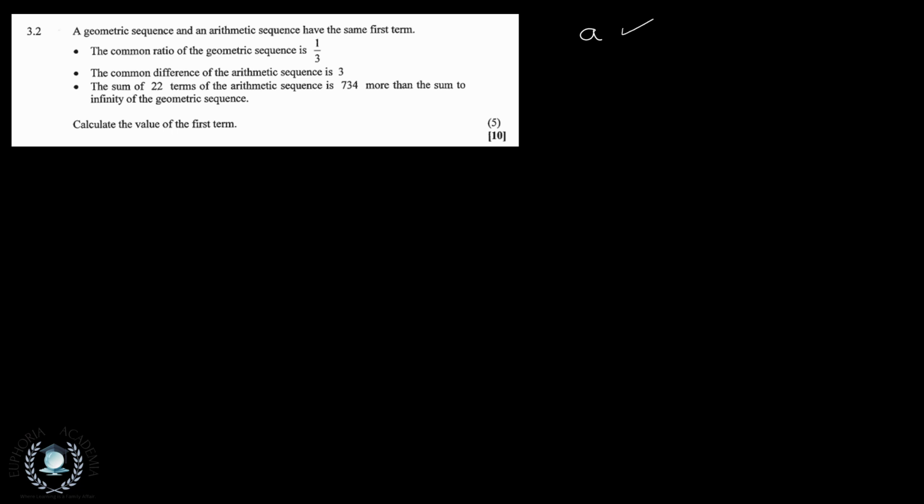All right. But what needs to happen? Okay, bullet point number 1. The common ratio of the geometric sequence is 1 over 3. So we know that our r is equal to 1 over 3. Okay, and then the common difference of the arithmetic sequence is 3. So we know that our d, common difference d, is 3.